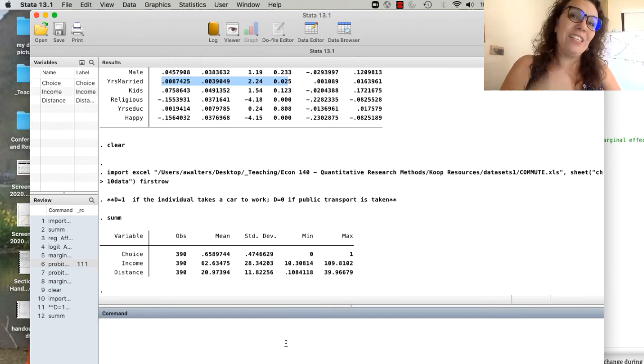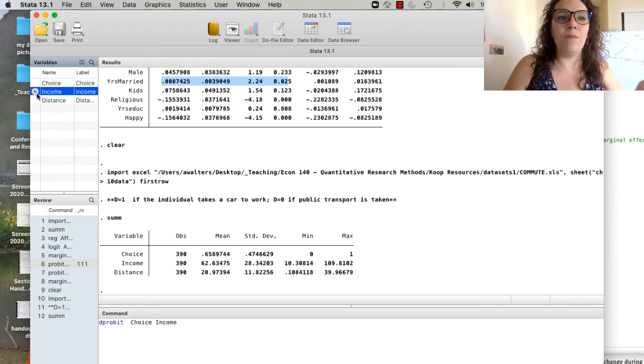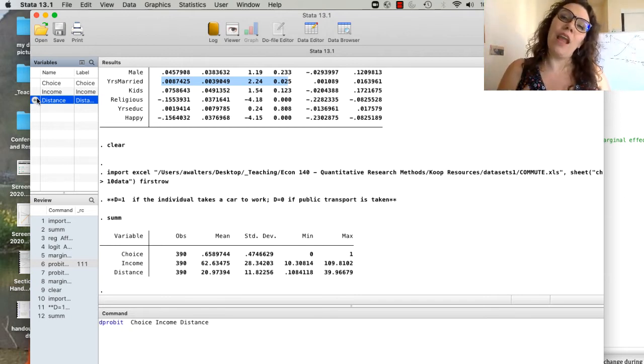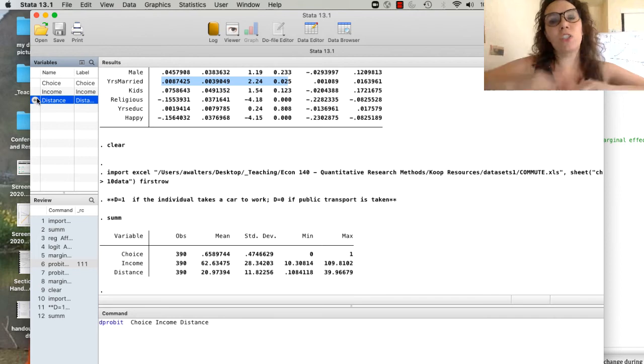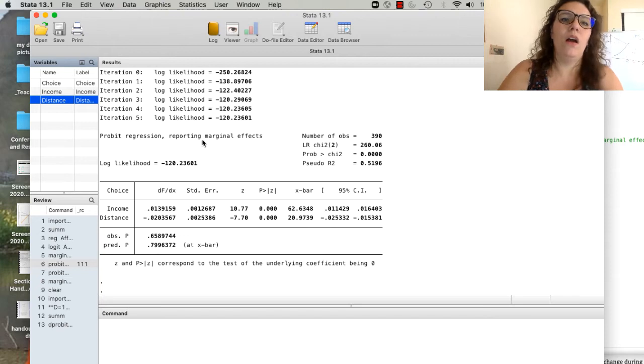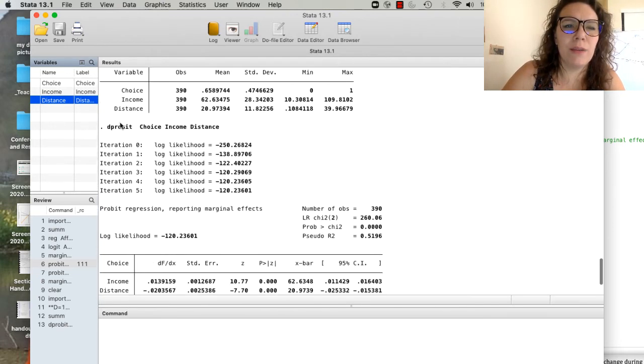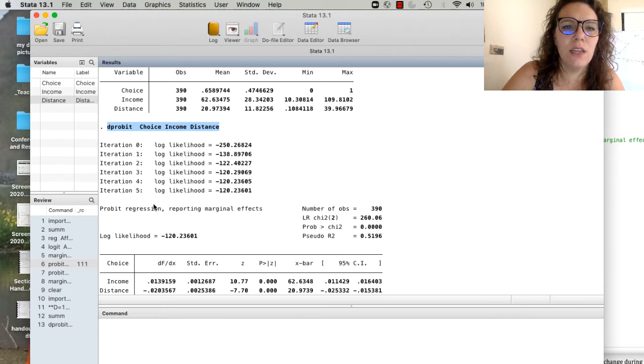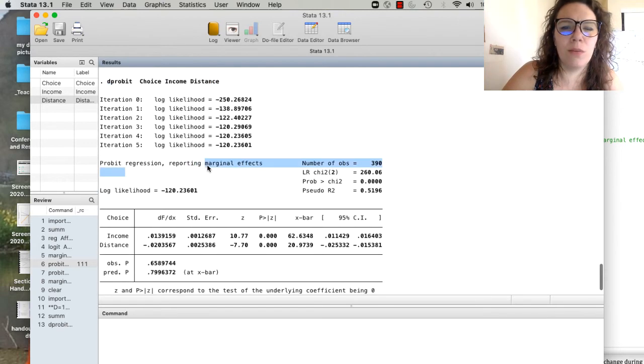And now I'm going to use a different command. This is a great shortcut, especially if you get bogged down a lot with typing. Just using the command dprobit will give you the marginal effect, and I want to look at the choice of whether to drive a car or not, income, and distance as my explanatory variables. So instead of probit, now I'm using dprobit, and that's going to give me a probit model with the marginal effects already built in. A little bit faster, right? So here we go. Here's my command, dprobit, choice, income, distance. And here I've got probit regression, reporting marginal effects, my observations, my pseudo R-squared.